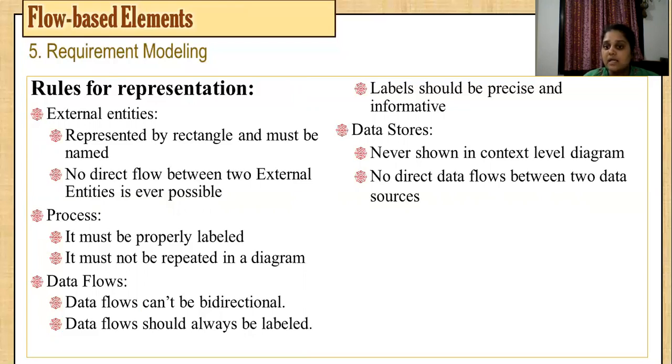And no direct data flows between two data sources. It means you cannot directly give data from a database to another database. There has to be some process in between. Only then can data flow from one database to another database. It can never be a direct flow.